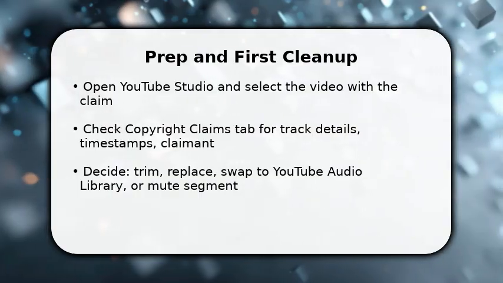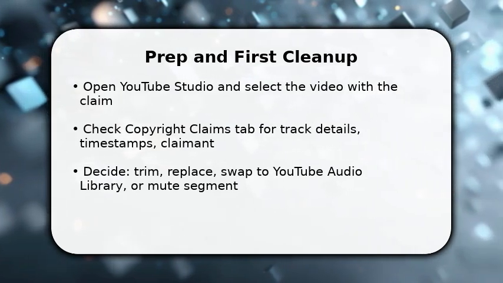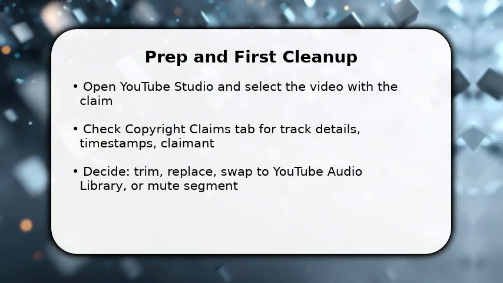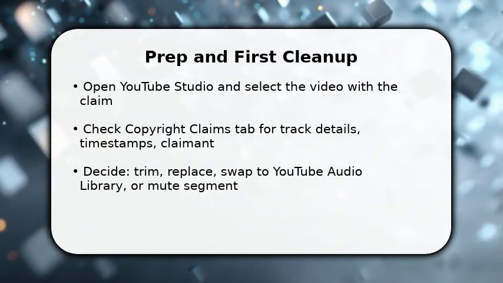You start in YouTube Studio, open the video and go straight to copyright claims. You'll see the exact track, duration, and whether it's a claim or block. Once identified, choose your first fix.